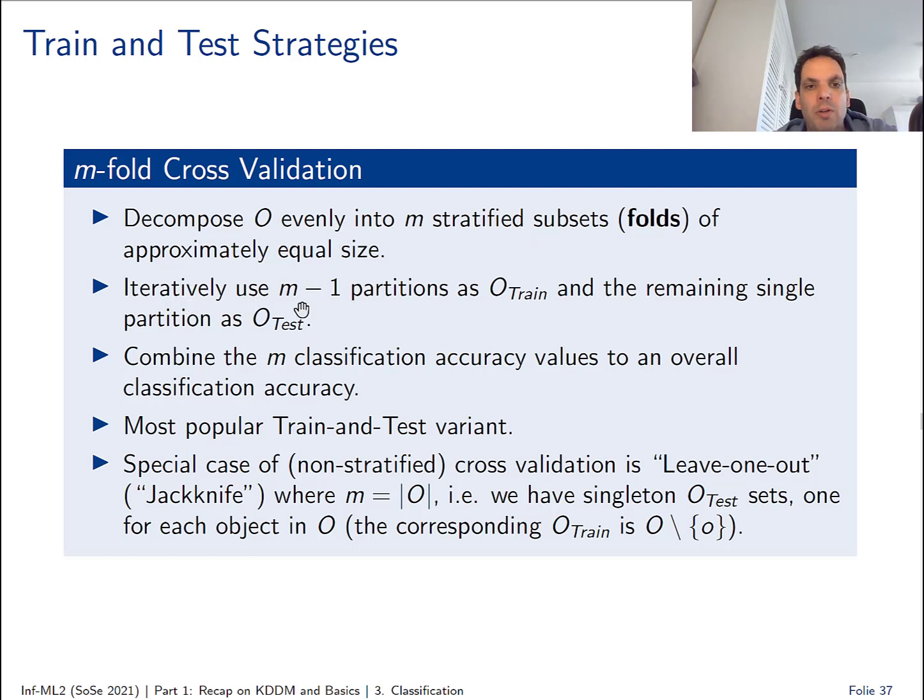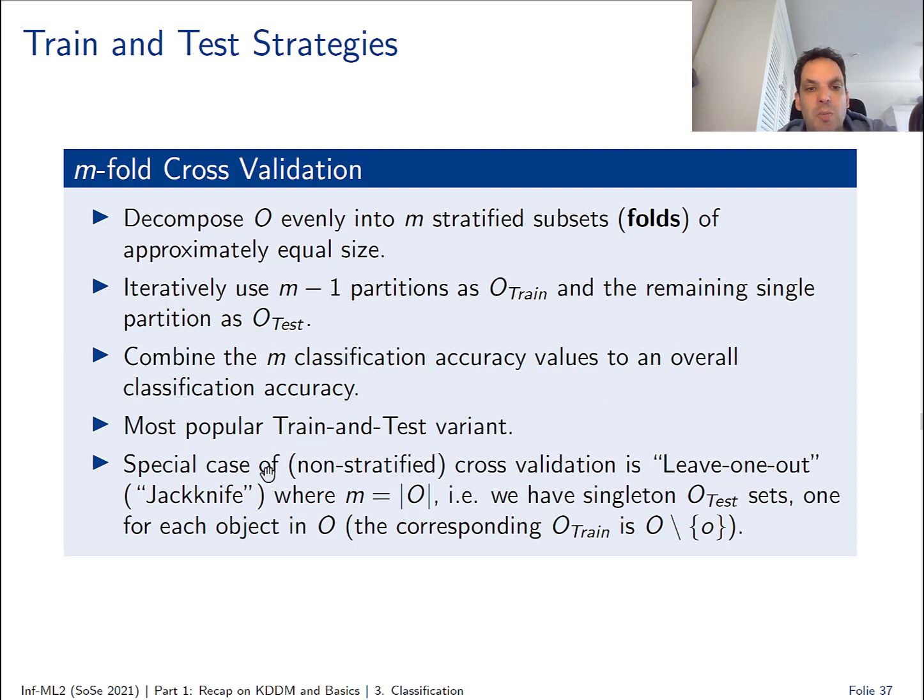Then we iteratively use m-1 partitions as the training set and the remaining single partition as the test set. We do that in a round-robin way, so that each of the partitions is at least once used for training and at least once used for testing. So we do that m times, obviously, and combine the m classification accuracies we get into an overall classification accuracy. And as I said before, this is the most popular train and test variant.